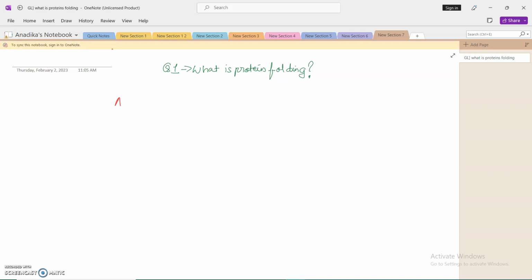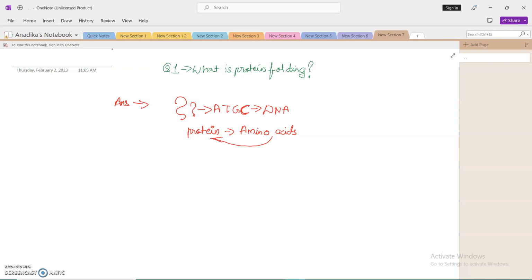So let me write the answer here. As you can see, we can describe a particular protein. Consider this a protein. It is made up of base pairs. We have A base pair, T base pair, G base pair, C base pair. These base pairs are present in DNA, we know. But in case of protein, what we have? In case of protein, we have amino acids. So basically, amino acids are constituents of protein.